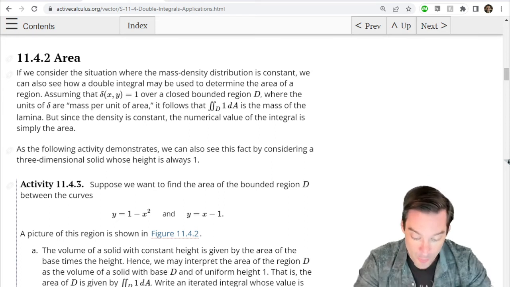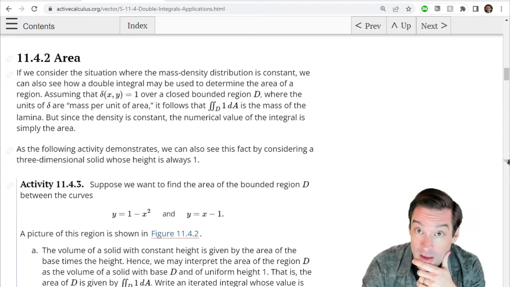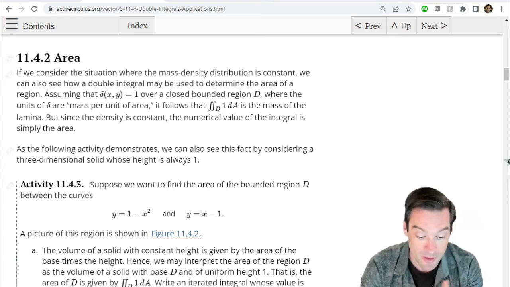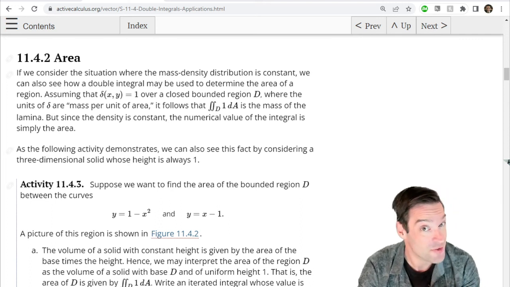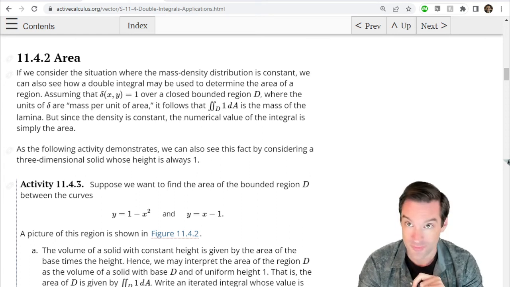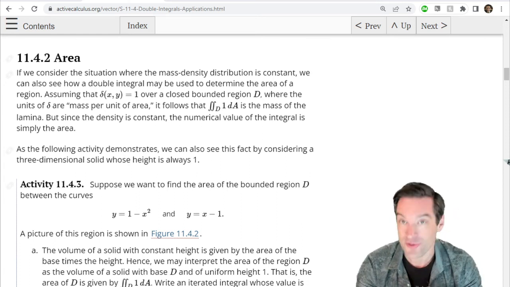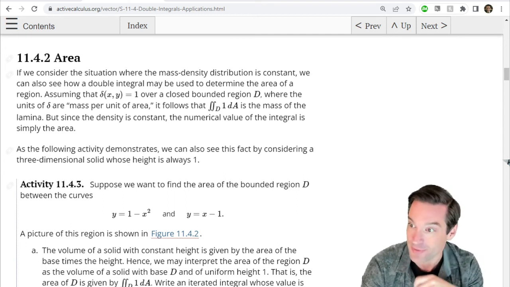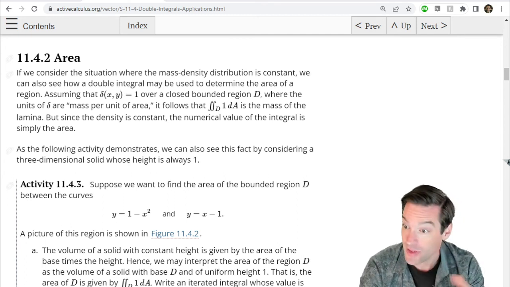And the way that that works as a double integral, because remember, double integrals, when we were introduced to them yesterday, have the interpretation of volume, not the interpretation of area. And so if I want to use a double integral to compute an area, I need to figure out what volume is going to be numerically equal to the area that I'm trying to compute. So for example, in the activity we're about to do, we're given a region that's bounded by the curves y equals 1 minus x squared and y equals x minus 1.